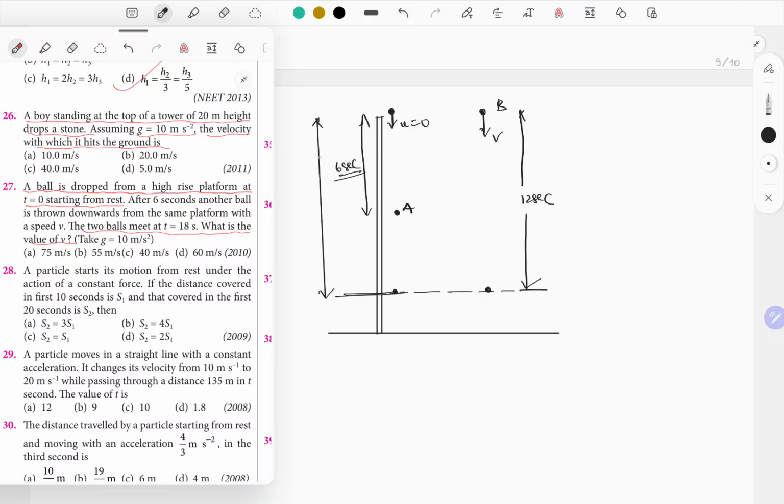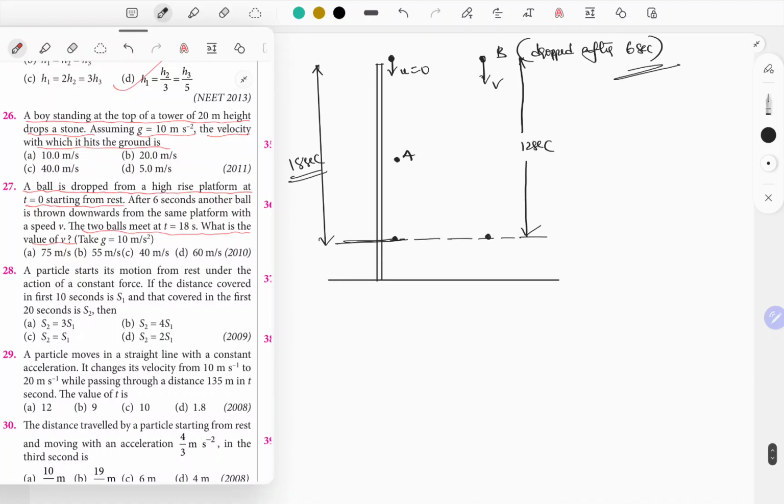Try to understand the difference, guys. This is going to be 18 seconds. Object A, after traveling some 6 seconds, object B is dropped. So this is dropped after 6 seconds. So total time 18 seconds. The remaining time is going to be 12 seconds. Ball B travels 12 seconds. Ball A travels 18 seconds. That's the difference. Let's say they are at the same distance from the top of the tower, right?